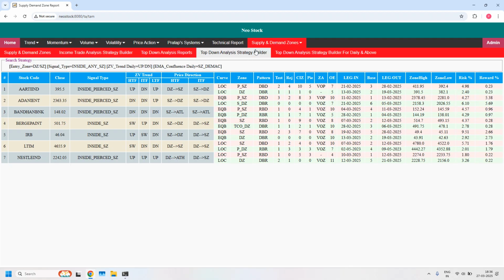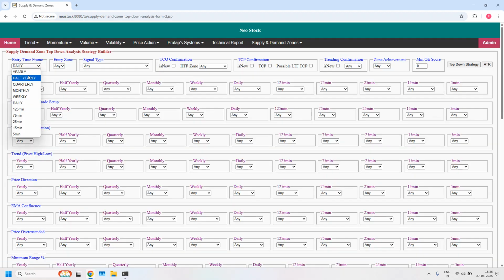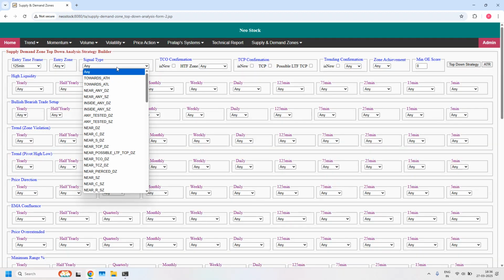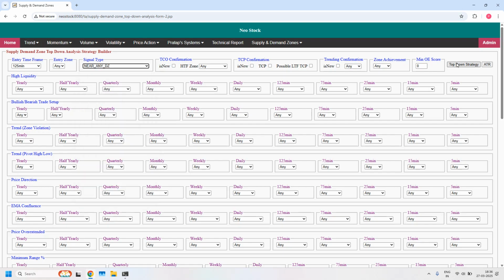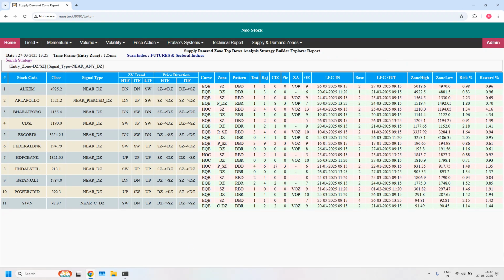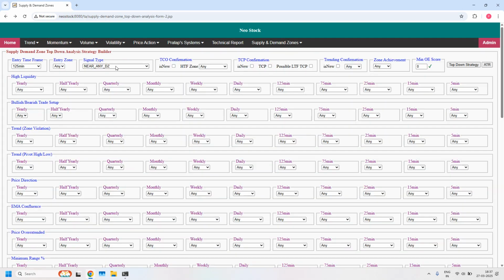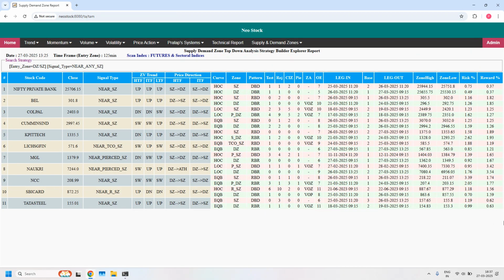The next time frame is 125 minutes. Stocks near 125 minutes demand zone, we got 11 stocks. Next, stocks near 125 minutes supply zone. Again, we got 11 stocks.